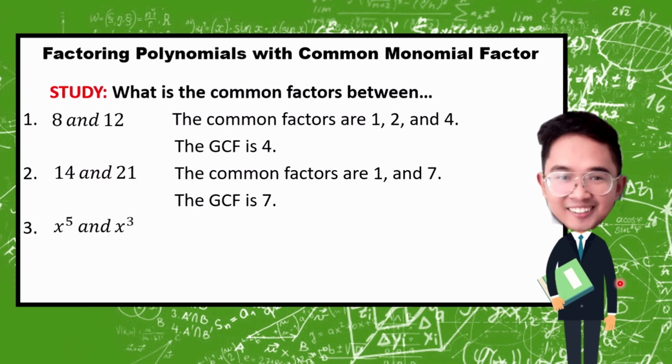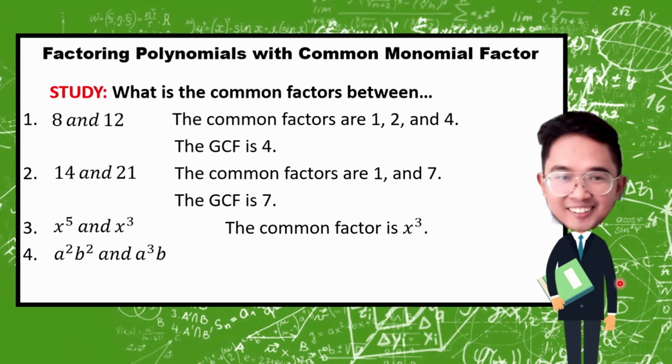Number 3, x raised to 5 and x cubed. In order to get the common factor in the variable, we need to take a look at the smallest numbered exponent. Therefore, the common factor between x raised to 5 and x cubed is x cubed.